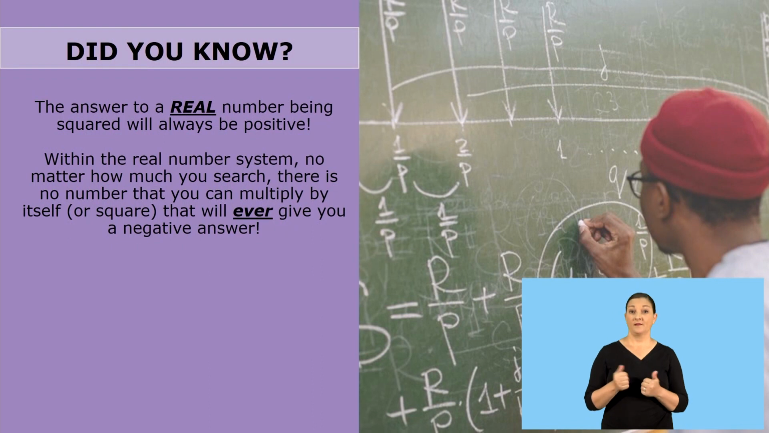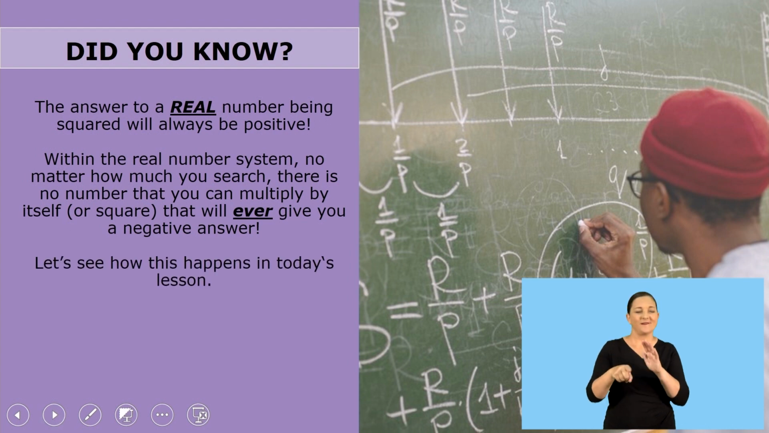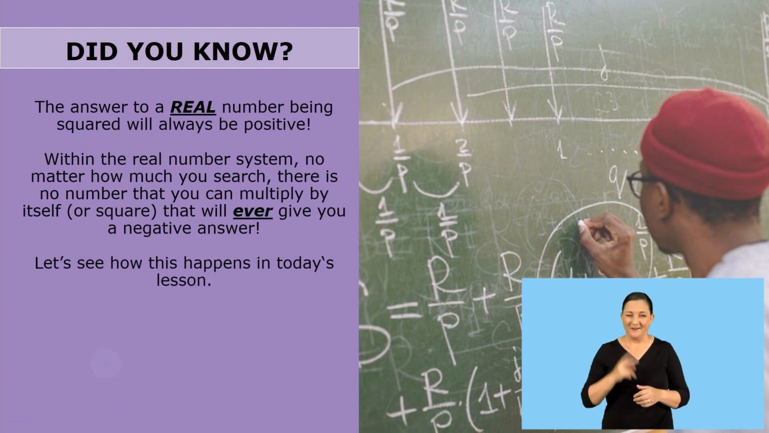Let's start our lesson with a did you know? Did you know that the answer to a real number being squared will always be positive? Within the real number system, no matter how much you search, there is no number that you can multiply by itself, or square, that will ever give you a negative answer. Let's see how this happens in today's lesson.